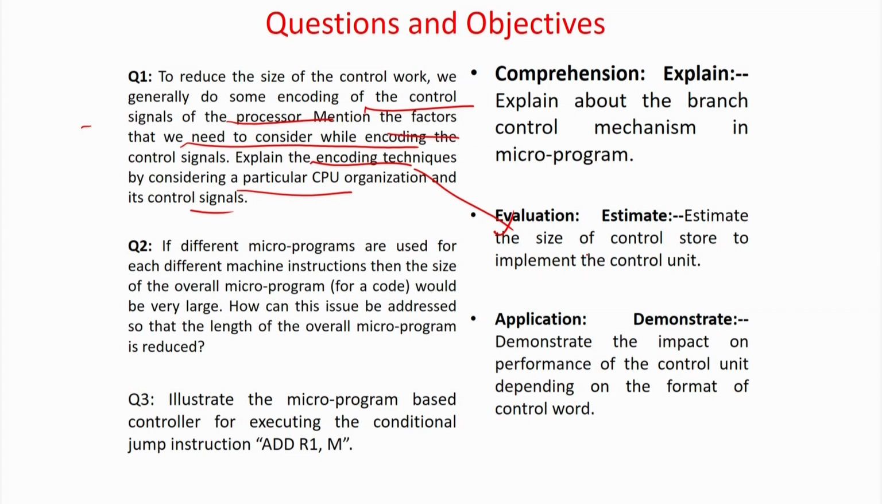Estimate the size of control store to implement the control unit. Demonstrate the impact on performance of the control unit depending on the format of control word. So, these two objectives will be satisfied once you are able to solve this problem. In fact, you should be able to do it because we have taken explicit examples to show how it can be optimized both at this level as well as this level.